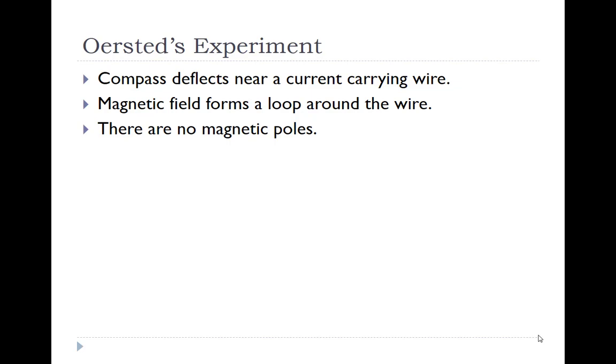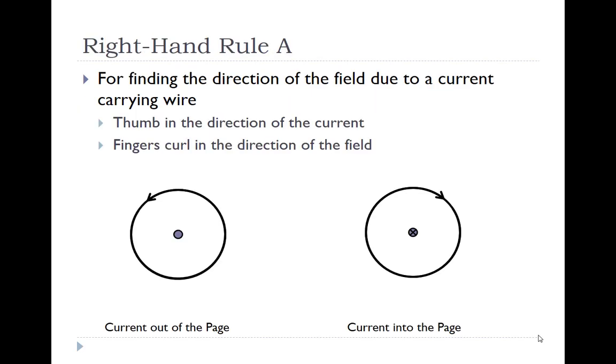Through that experiment, they discovered that the magnetic field formed a loop or a complete circle around the wire. Because the magnetic field is a full circle, there are no magnetic poles present. The direction of the magnetic field is determined by right-hand rule A.